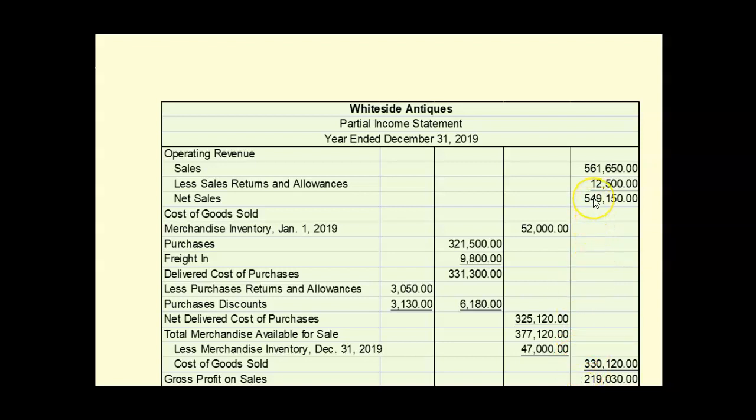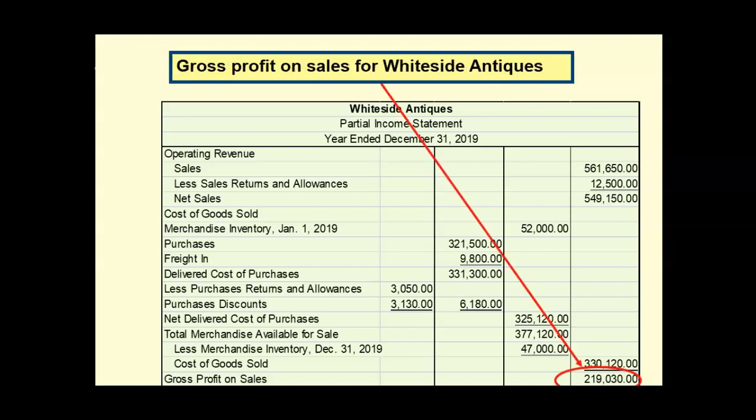We sold the items for $549,150, what we sold them for. We paid for those items $330,120, which gave us a gross profit of $219,030. Okay? We'll next look at the category known as our operating expenses.